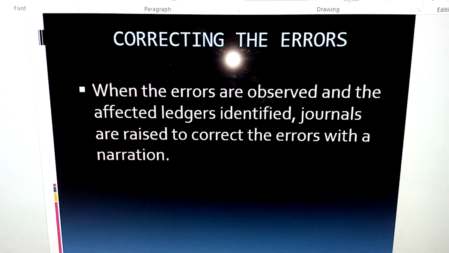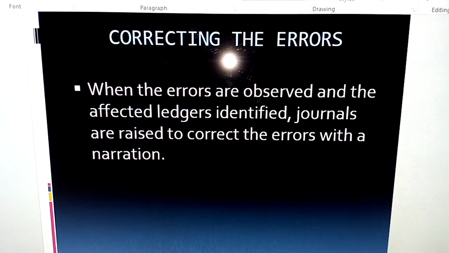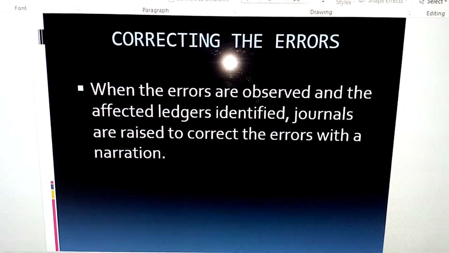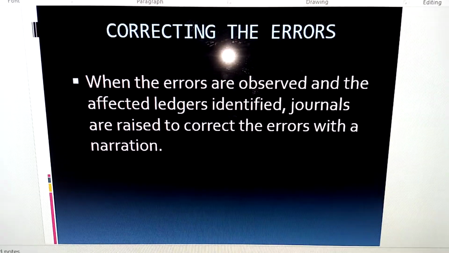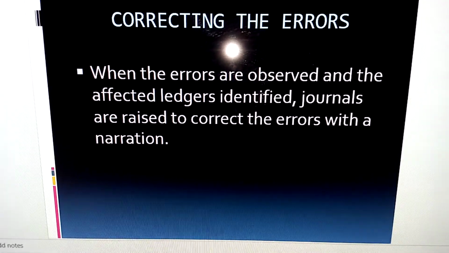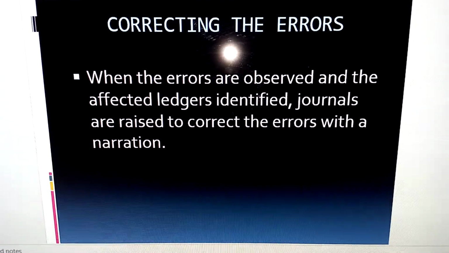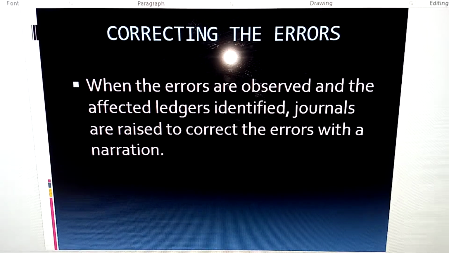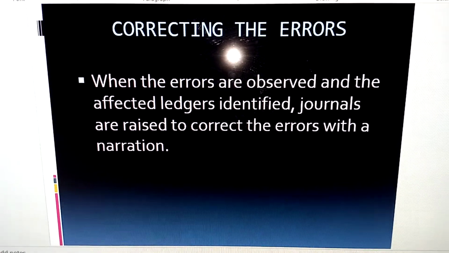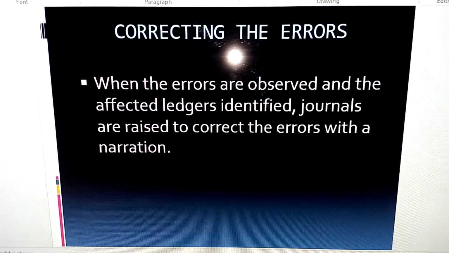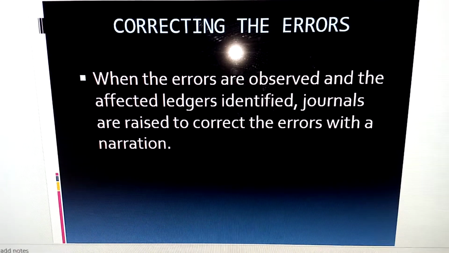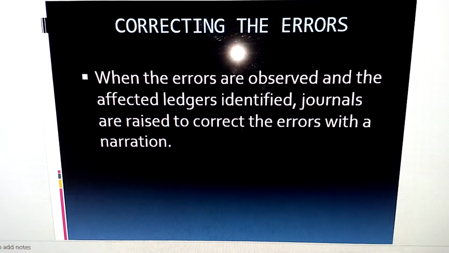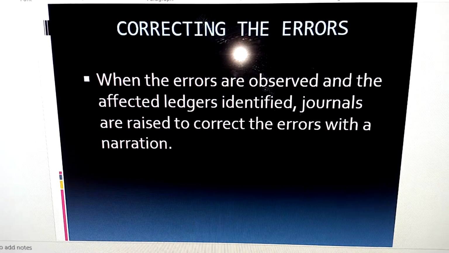Now that we understand the type of errors that do not affect the trial balance, we must now know how to correct them when we observe that we've committed such an error. So when we observe that an error has been committed, we identify the ledgers affected and then raise journals to correct the errors with a narration.